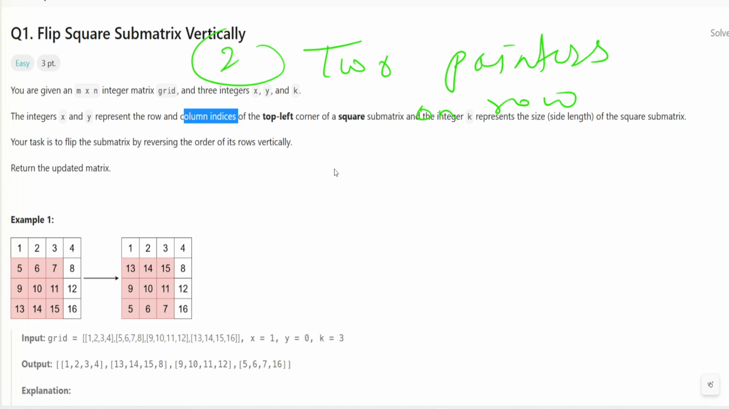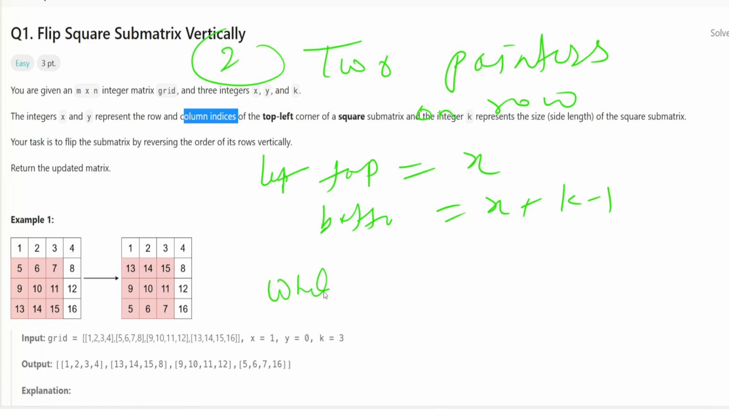Means we'll take two pointers, x or y, we can say that, right? So let's suppose very first we'll take top, and top will be x. So what will be our bottom? Bottom will become x plus k minus 1, correct? Then we'll make a while loop.